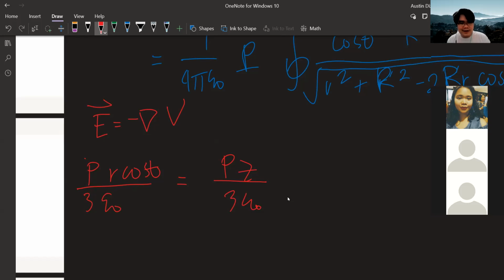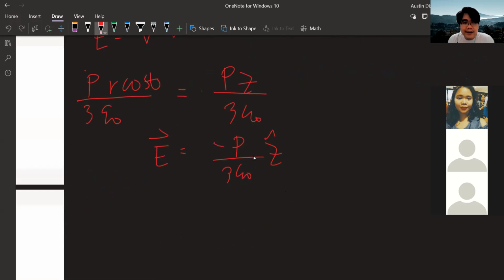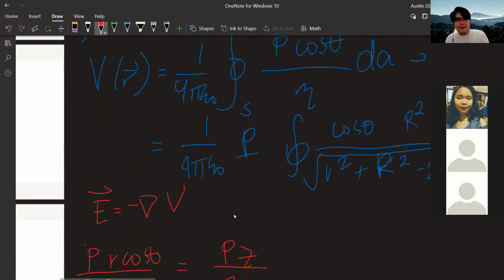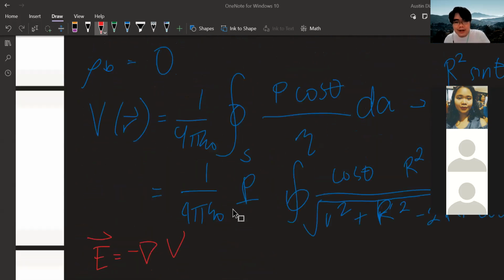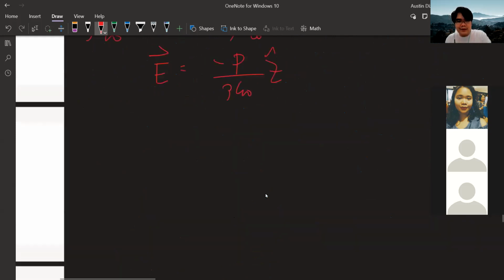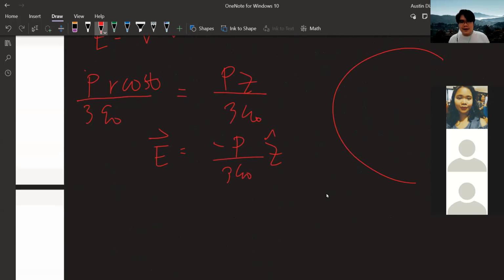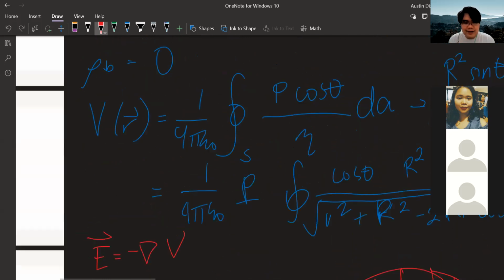Okay, so madali na lang kunin yung gradient nito. And thus, the gradient of this is simply the derivative with respect to z, of course. Okay, so the field is negative p over 3 epsilon naught z hat. Okay, so inside the material, downward lang yung electric field mo. So you have something like this. Pababa lang lahat ng field mo, kasi constant siya na pababa. Okay? Amazingly.